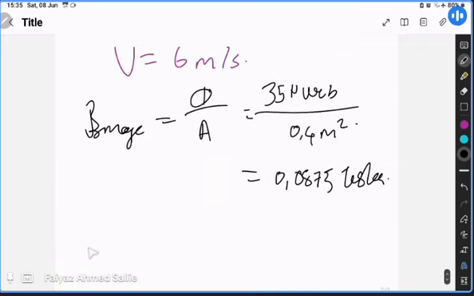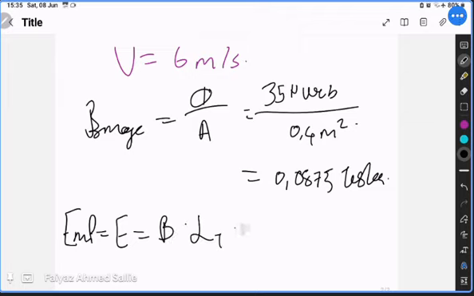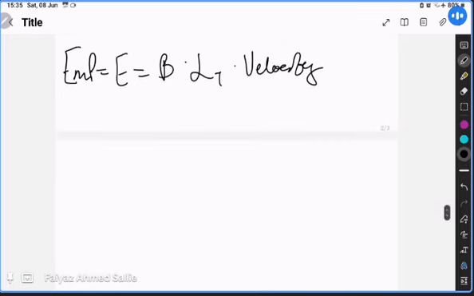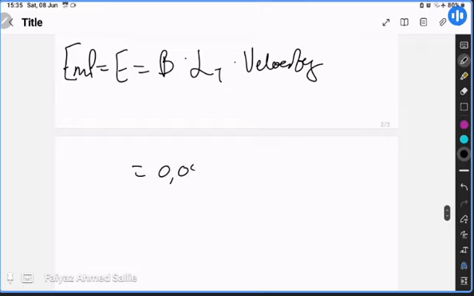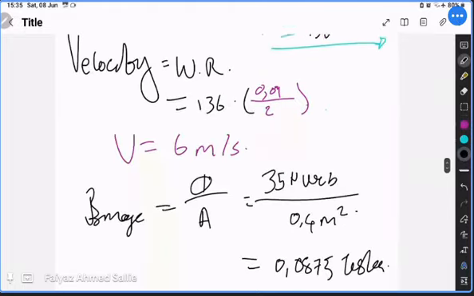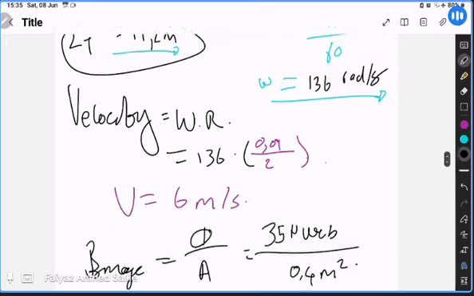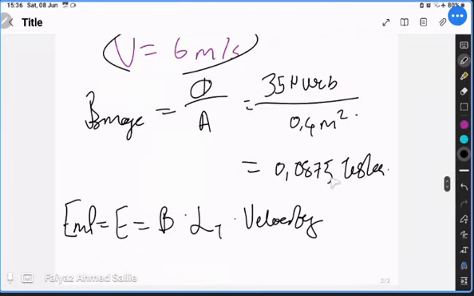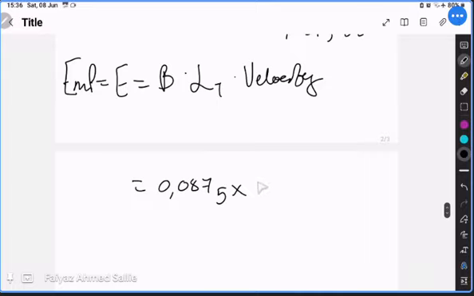And then our answer for the EMF is equal to the magnetic density times the total length times the velocity. So we have 0.087 multiplied by the total length of 11.2 multiplied by the velocity of 6.126.